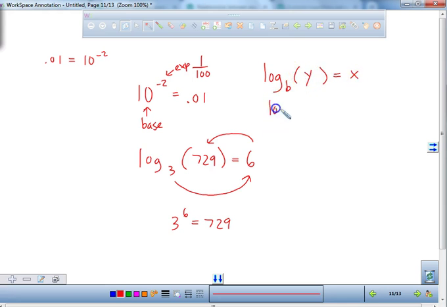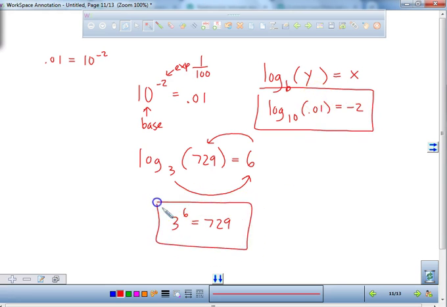Okay? So I'm going to write log base 10. What's my final answer? 0.01, right? Or 1/100. 0.01. And what am I raising that to the power of? A negative 2. So this is going to be your final answer. Because 10 raised to the power of negative 2 equals 1/100. That will be your final answer. For this one, it's going to be 3 to the power of 6 equals 729. That's going to be the other answer. So we went from logarithmic form to exponential form. We went from exponential form to logarithmic form.